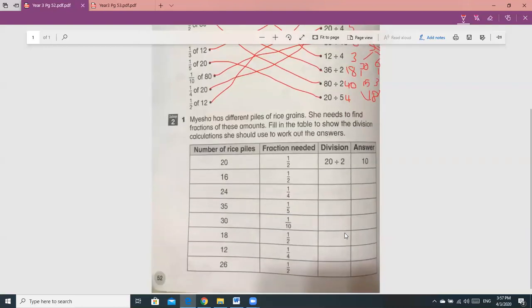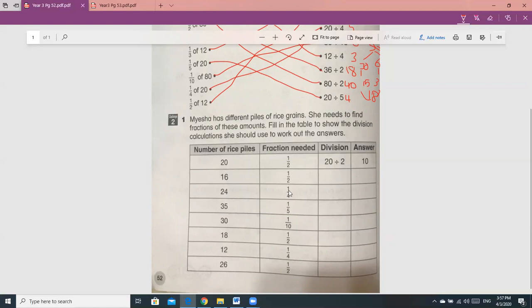Okay, let's make this one. You say to me, Maisha has different piles of rice grains. She needs to find fractions of this amount. Fill in the table to show the division calculations she should use to work out the answers. So here: number of rice piles, fraction needed, division, and answer.